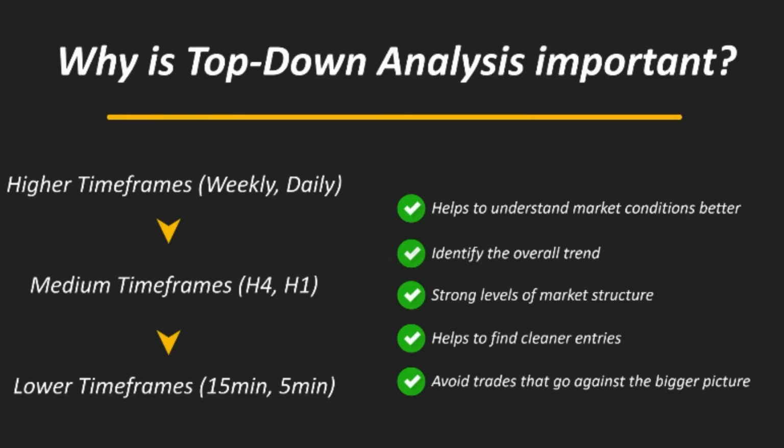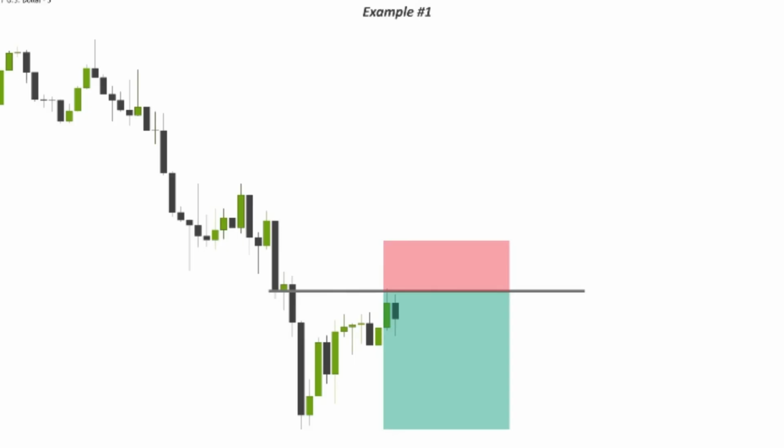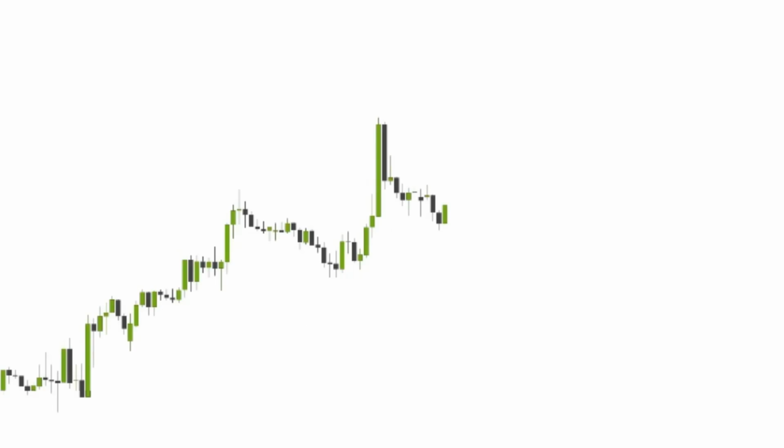Here's an example. On the 15-minute chart, we can see a clear downtrend. Entering short on a pullback may seem like a good idea, but once we check the 4-hour chart, we notice the price has reached a key structure level. This increases the chance of a reaction, which makes that short entry less reliable.